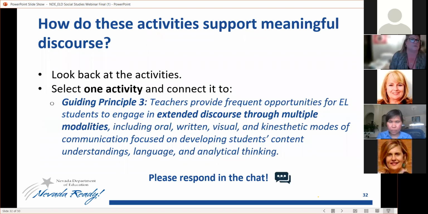It's all centered around guiding principle number 3. The teacher provides frequent opportunities for the students to engage in extended discourse through multiple modalities. During this lesson, we used multiple modalities. They were up, they were moving around the room. We used realia, we used notepads, we used sticky pads, and they had conversations. This was all included in oral, written, visual, and kinesthetic modes of communication focused on developing students' content understandings, language, and analytical thinking. Respond in your chat.